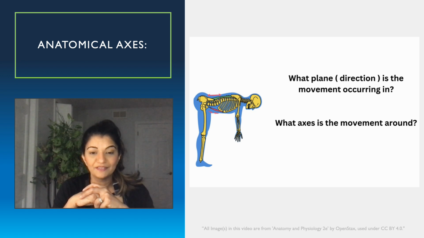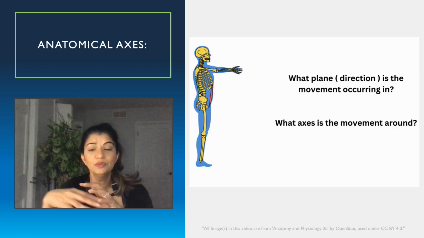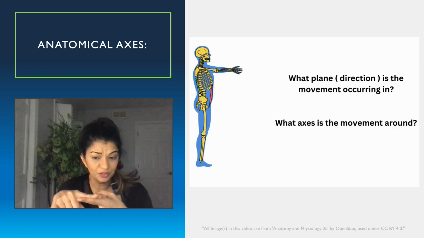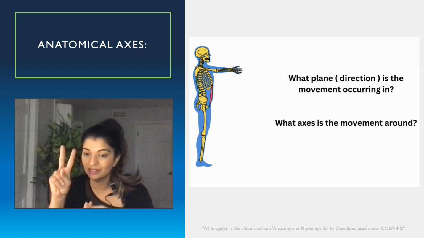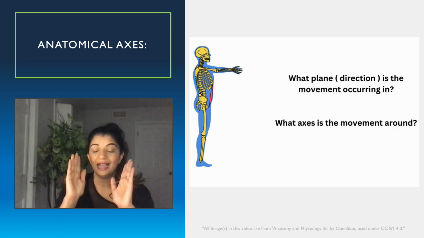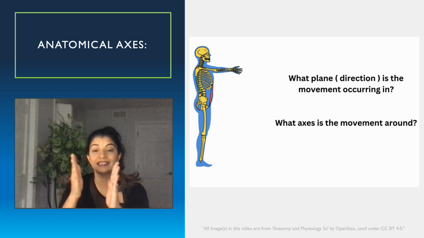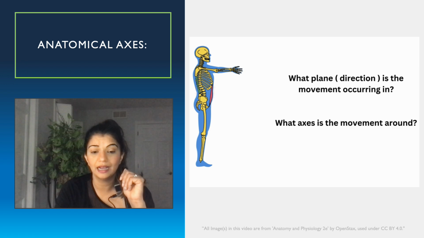He is bending forward, which is flexion, and then extension. So anytime a movement occurs, what you want to ask yourself are actually two questions. What plane or direction is the movement occurring in? And what axis is the movement around? So those are the two things. Now remember, anatomical planes are not just how the body's cut. It is a plane where movement can occur. So it might take a bit to wrap your head around this, but let's do it together.